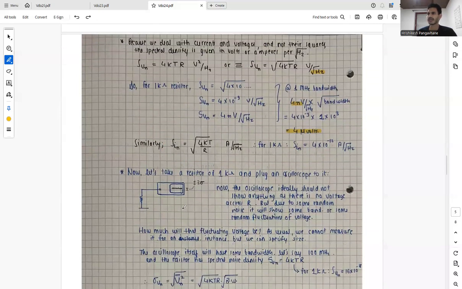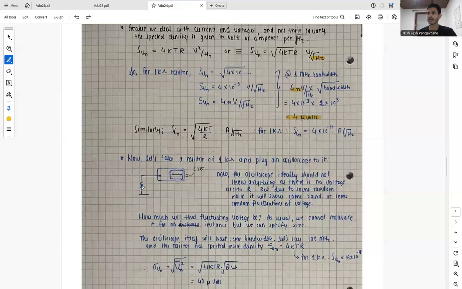And now let's take a resistor of 1 kilo ohm and plug it into an oscilloscope. On the oscilloscope, we will get a reading. Ideally the oscilloscope should not show anything as there is no voltage across the resistor, right? But due to some random noise, it will show some band or random fluctuations of voltage. And how much will that fluctuating voltage be? That is the question. As usual, we cannot measure it for an instance, but we can specify the size, and the oscilloscope itself will have some bandwidth. Let's say 100 megahertz is the bandwidth of this oscilloscope.